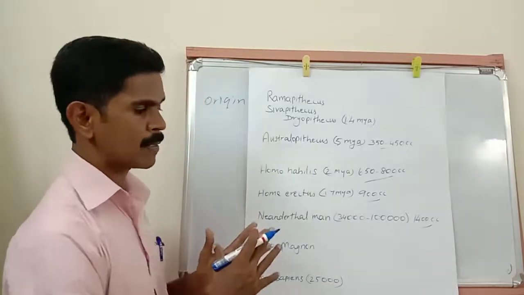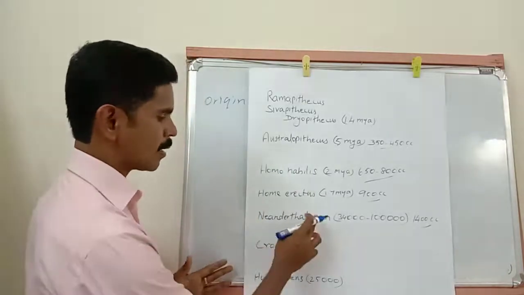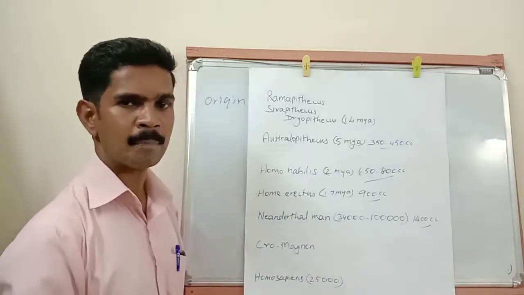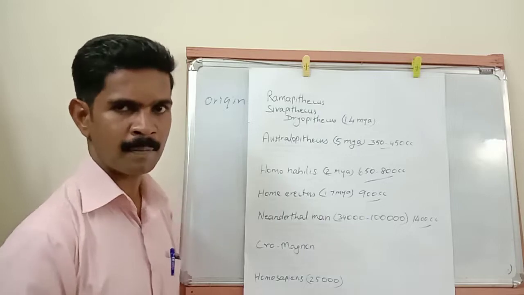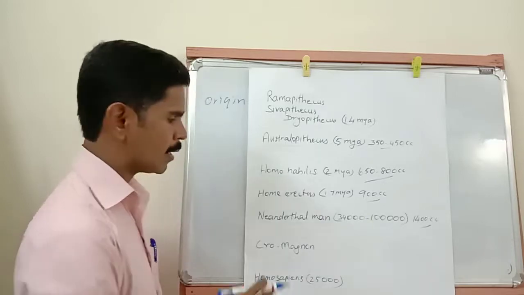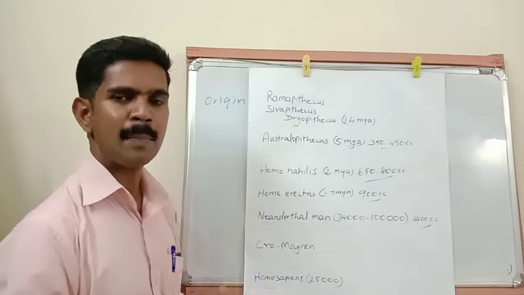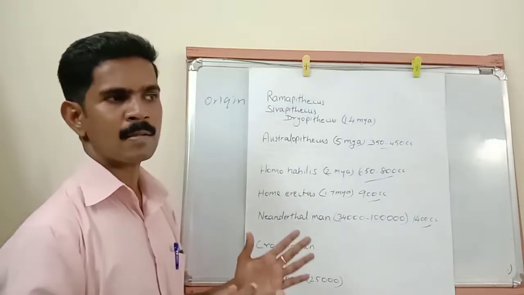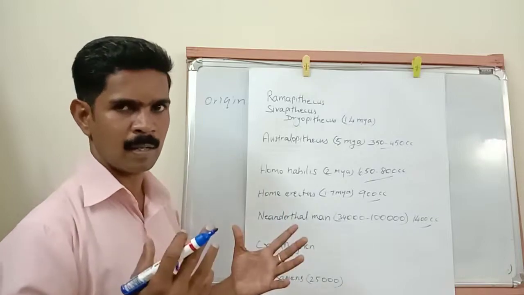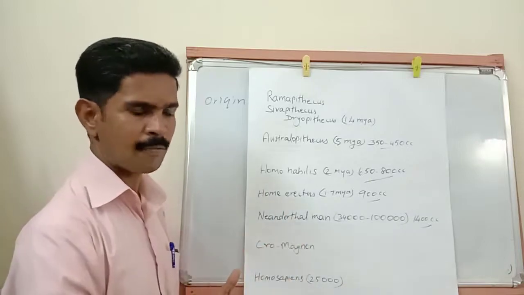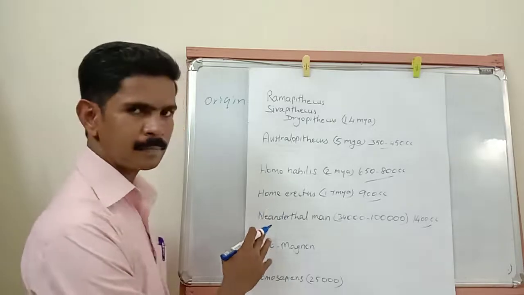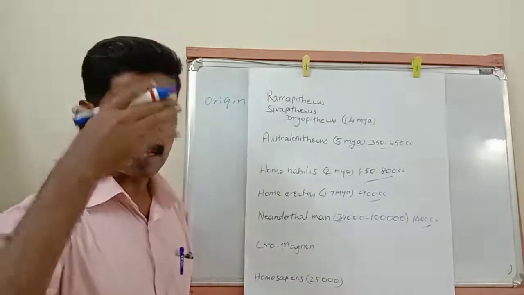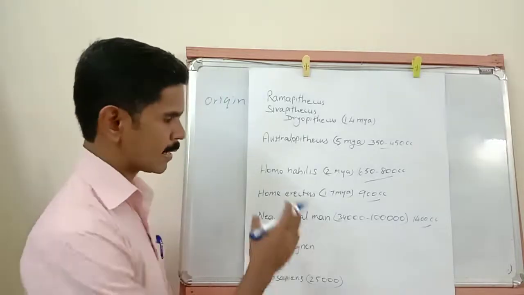So now I explain some important characters of this Neanderthal man. They lived in the Neanderthal Valley located in Germany. Semi-erect. Semi-erect means they can't stand or sit straight, half straight. Understand? So this is one of the characters. Then the slow forehead. That means the front head is a little slow.